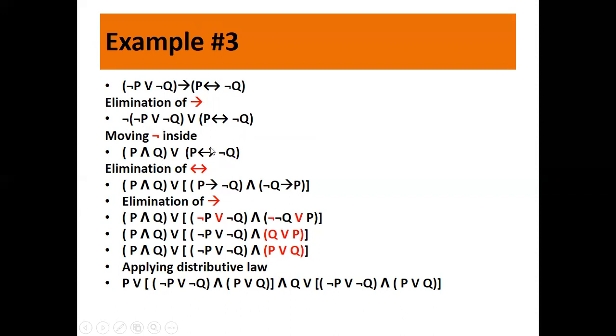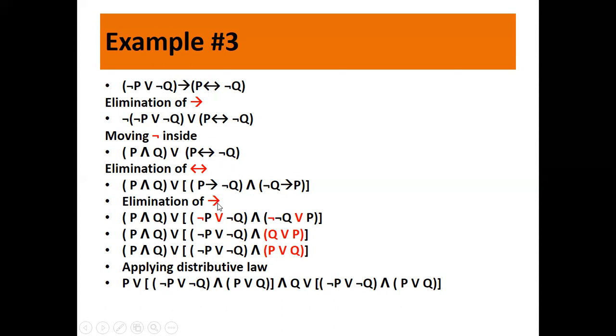Now let us look at this biconditional operator. To eliminate this biconditional operator, again, as in the previous example, it is the same as A implies B and B implies A. So here it is P implies negation of Q and negation of Q implies P. Fine? It is converted into implications. Okay, now next what again? Now eliminate this implication operator here.